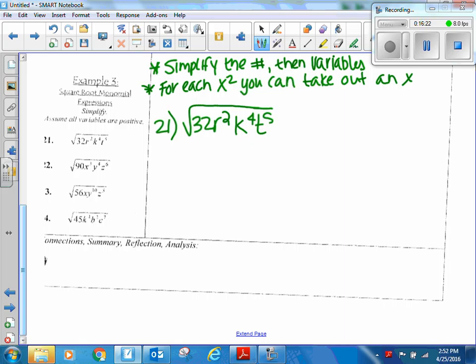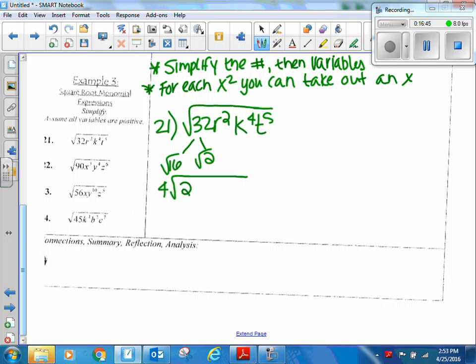a t in. So for here, I'm going to simplify 32. I'm going to simplify that to the square root of 16 and the square root of 2. And then the square root of 16 becomes 4 square roots of 2. Okay, so I'm going to back up real quick. So I'm going to pull the 4 out. And this 2 has to stay under the radical.